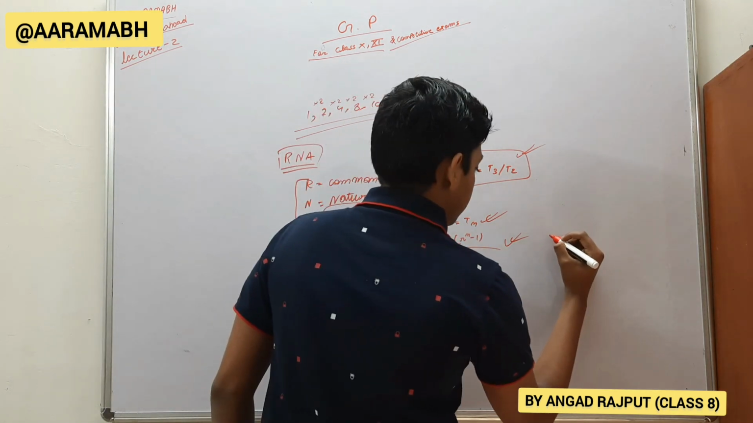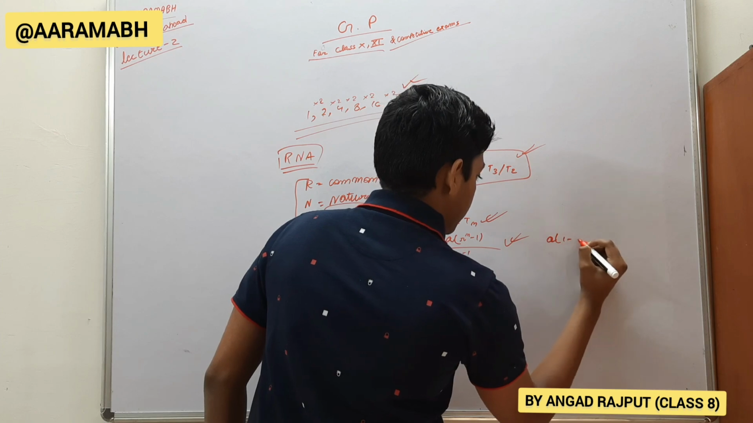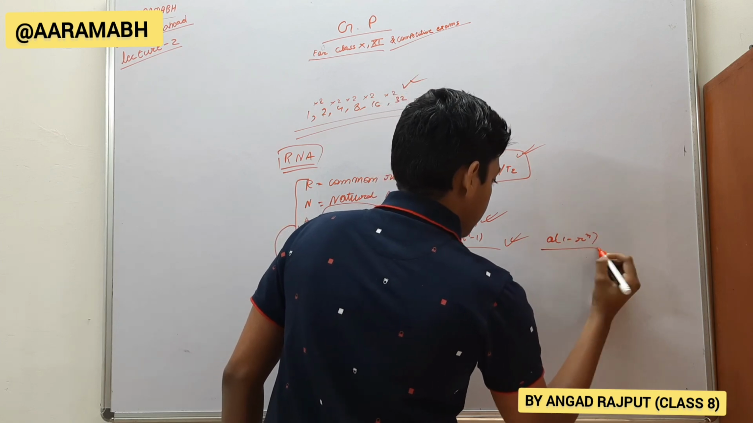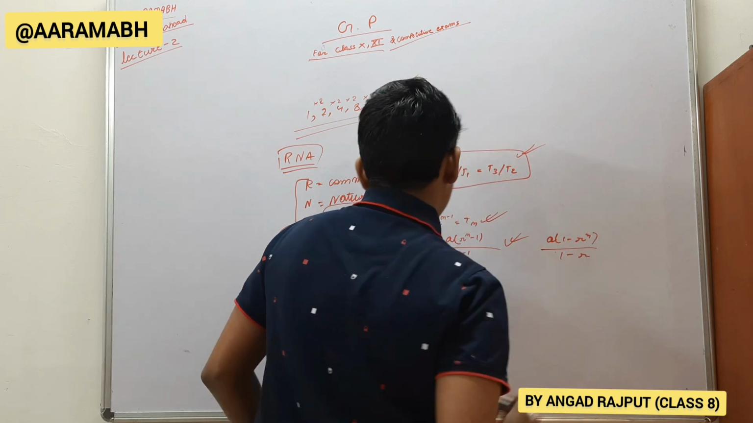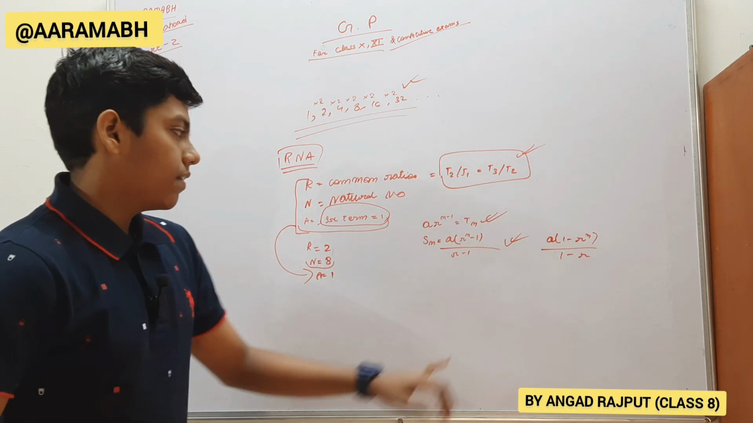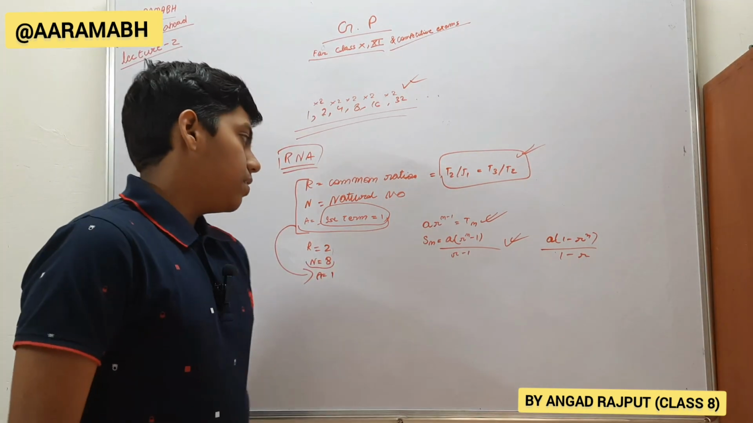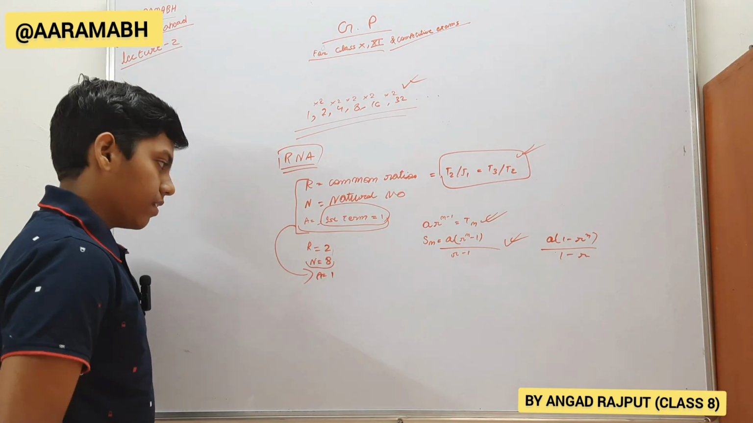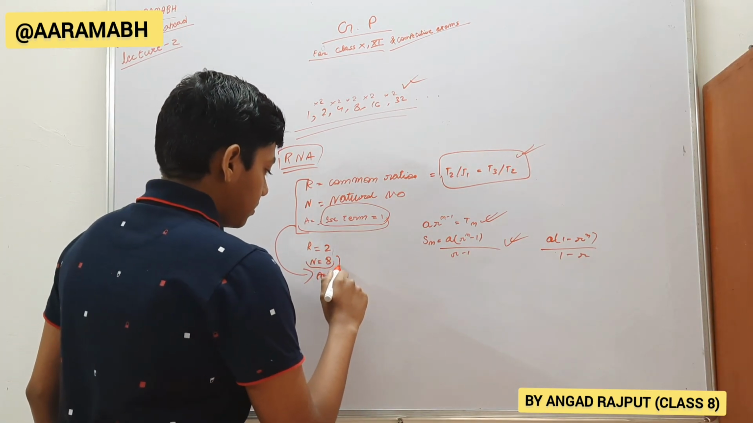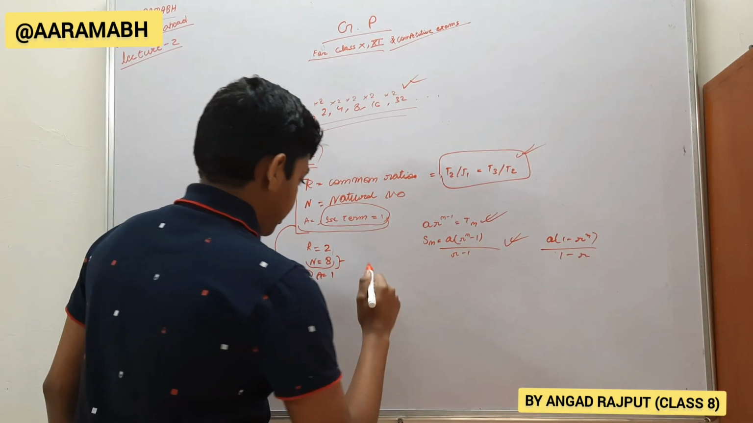You can either do this or one more formula, 1 minus r to the power n divided by 1 minus r. This is also a formula. So either you can go by this or you can go by this also. Both are correct.